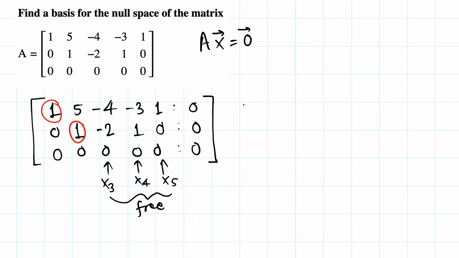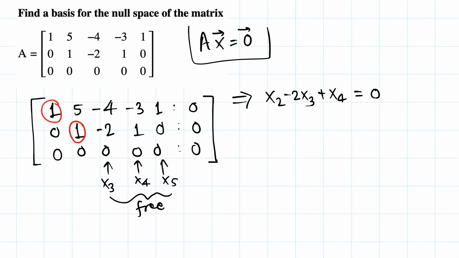Here x1, x2. So now the solution is, we are solving this. From the second row, 1x2 minus 2x3 plus 1x4 equals 0. Isolate x2, because the other variables are just free variables. So add and subtract. We get x2 equals 2x3 minus x4. That's it for that.